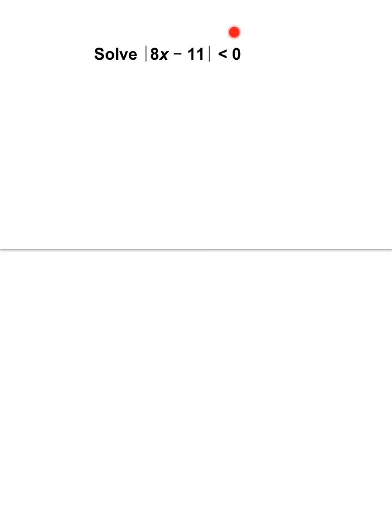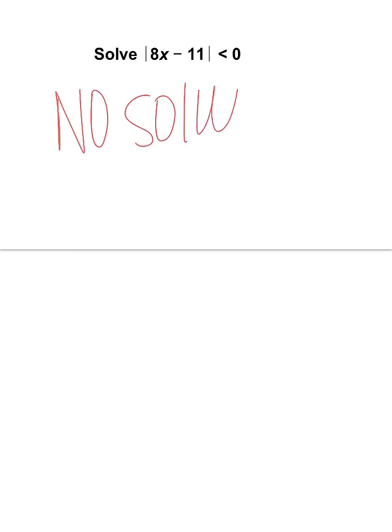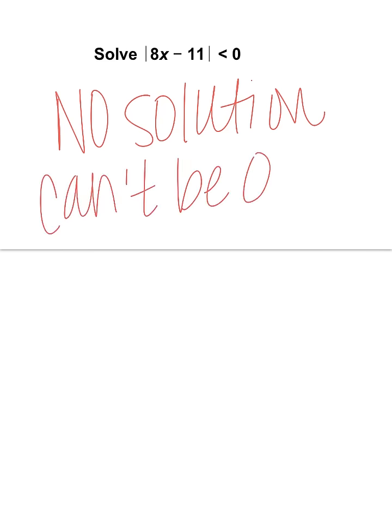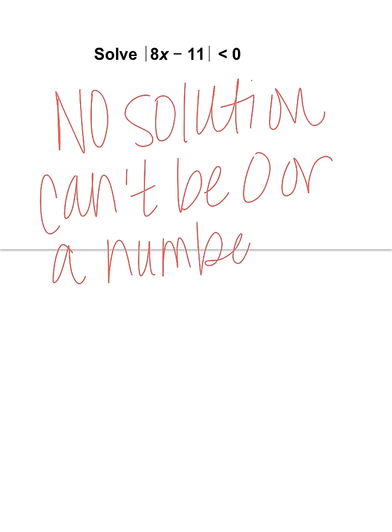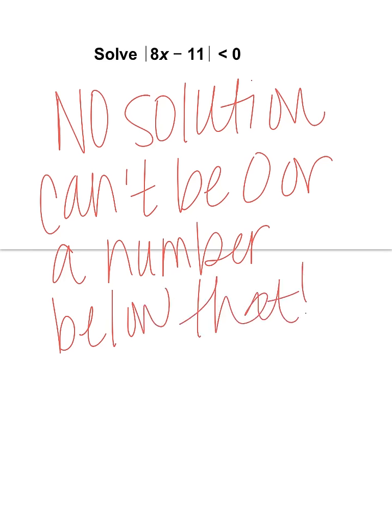So if you see 0 or if you see a negative number here, that automatically tells you, we can't have it. So we don't have to do anything but say no solution. And for our notes, let's explain why. It can't be 0 or a number below that. So make sure that you're checking those two questions every time.